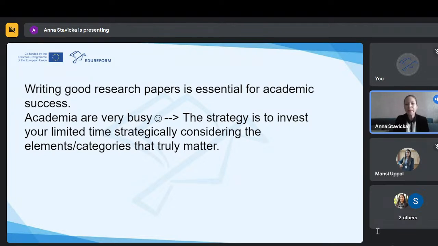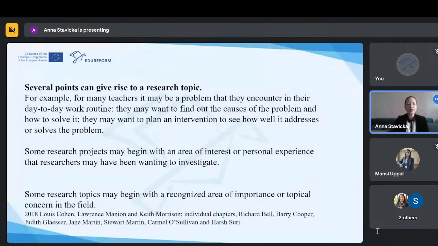So the strategy for us is to invest our limited time strategically, considering the elements and categories that truly matter within the preparation of your article or publication. So, I have summarized several points that can give rise to a research topic. Most probably, you will recognize your path through exploring those several points.